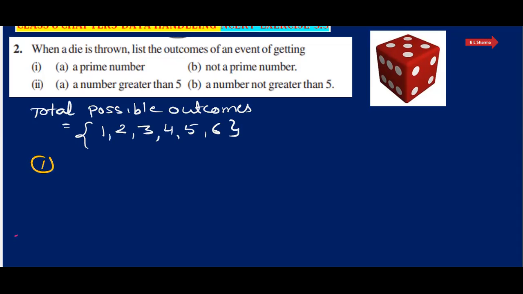first part, that is A, prime numbers. देखिए इसमें प्राइम नंबर है. 1 is neither prime nor composite, so 2 is prime number. Then 3 is prime number. And then 5 is prime number.